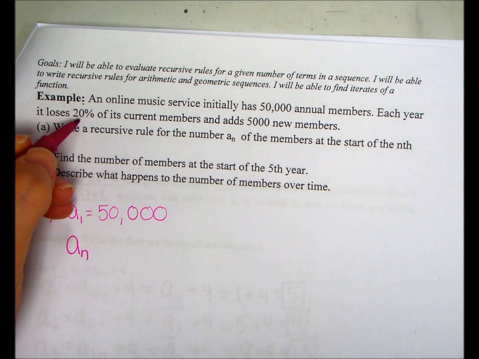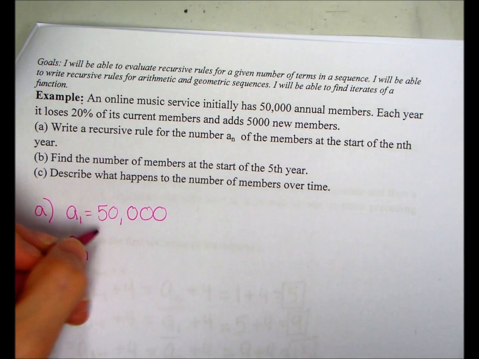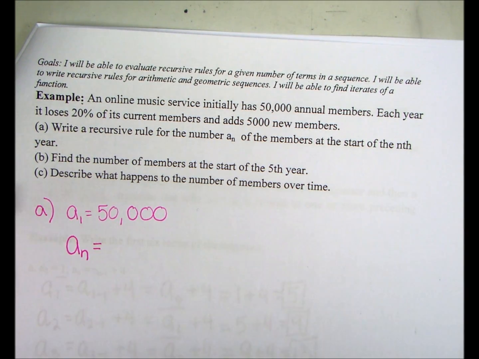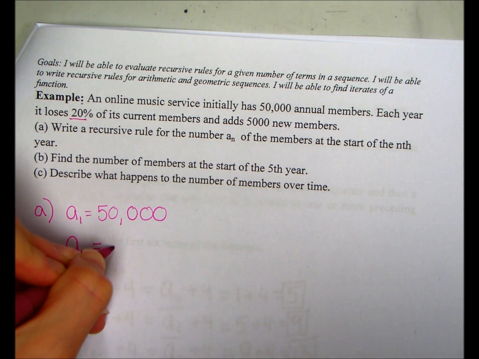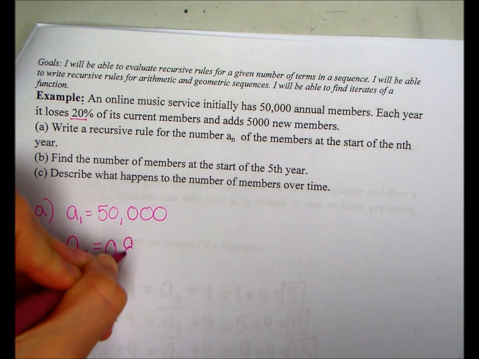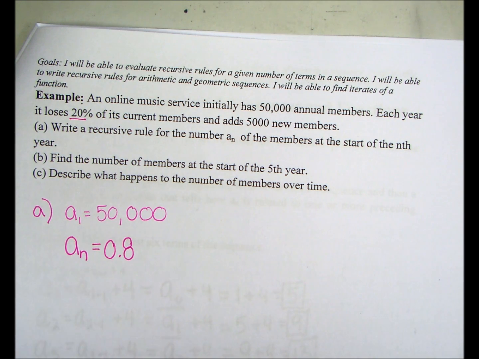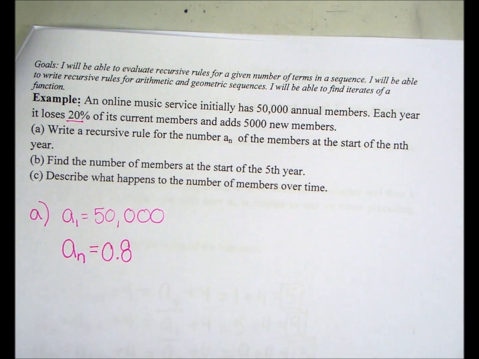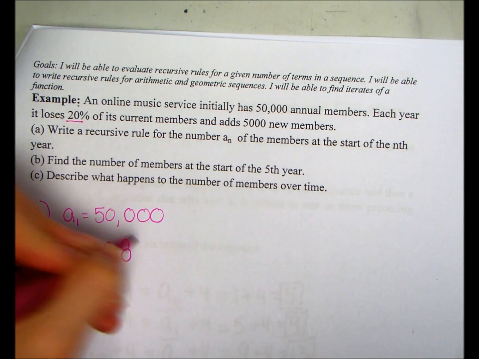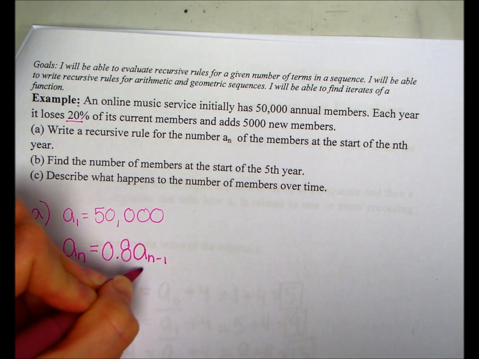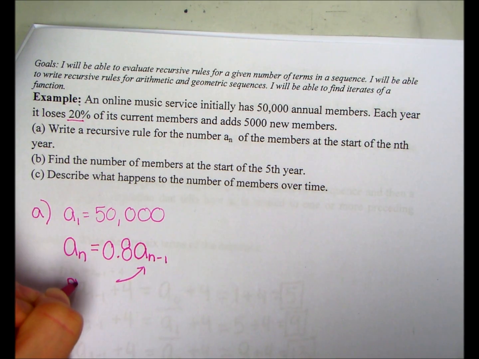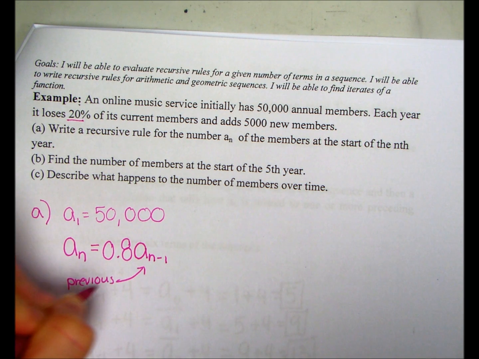So if it loses 20%, we're going to write it in terms of a gain. If it loses 20%, it keeps 80%. It's at 80%, and then we lose 20% of its current members. So that's 0.8 times the current members. So this will be a to the n minus 1. So this is the previous year's members.